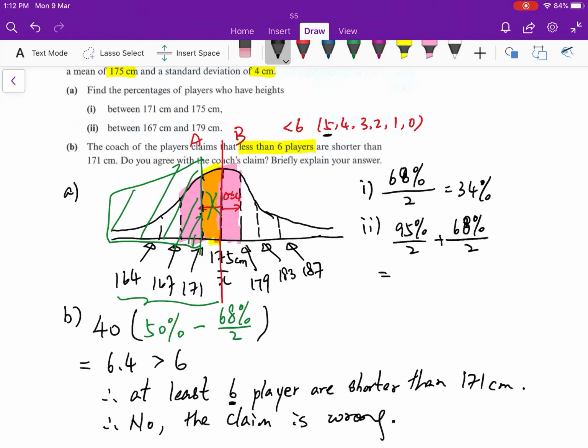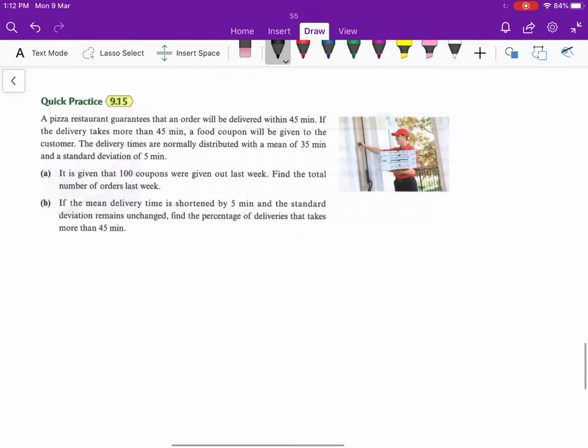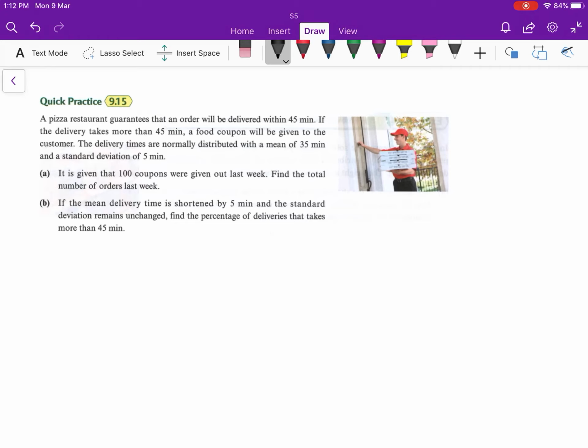Okay, so this is how you can solve the normal distribution question. Remember the percentage. Try to find out how many percent are within the range. Got it? Now let's try another quick practice in your textbook.